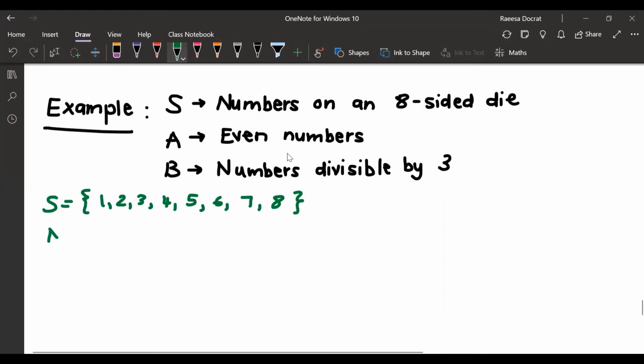Then we have our even numbers, the even numbers on this die. Which ones here would fall under A? It would be 2, 4, 6, and 8. Those are the numbers from our sample space to which that event is applicable. Then B is our next one, the numbers divisible by 3. Of our sample space, which numbers are divisible by 3? It's only 3 and 6.